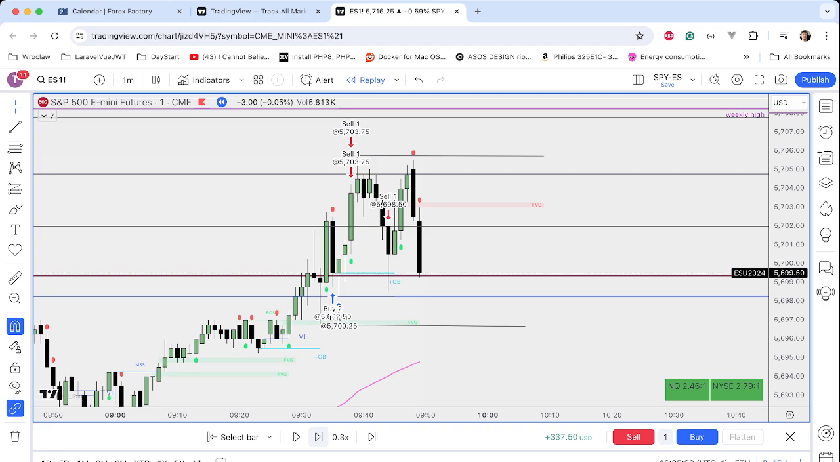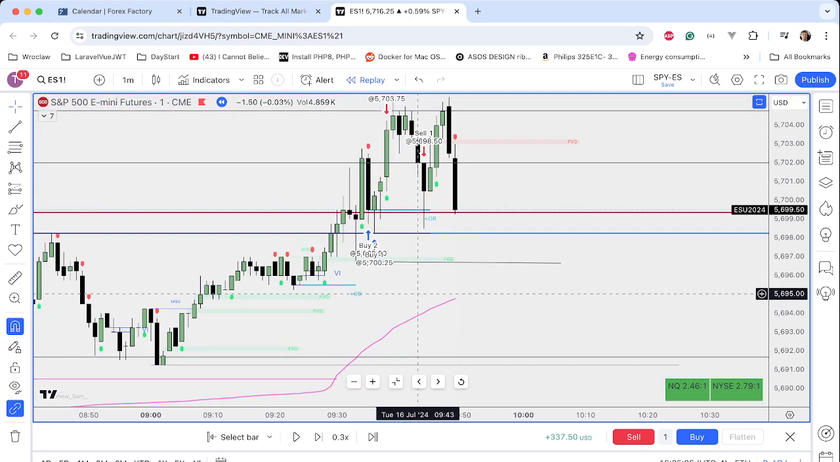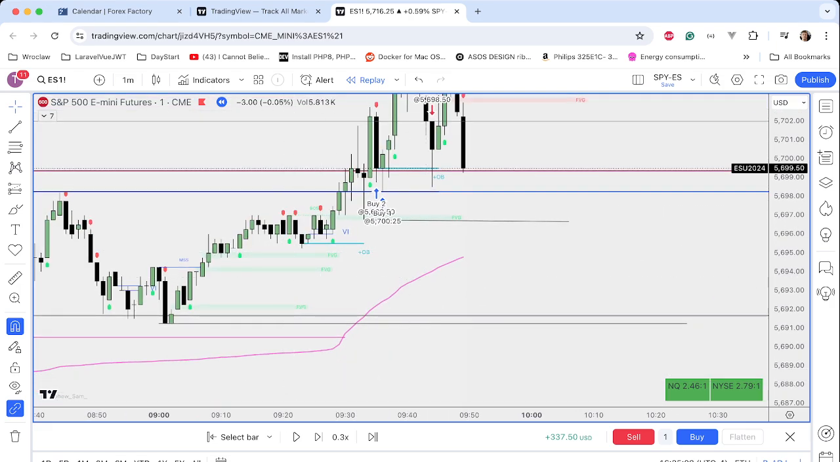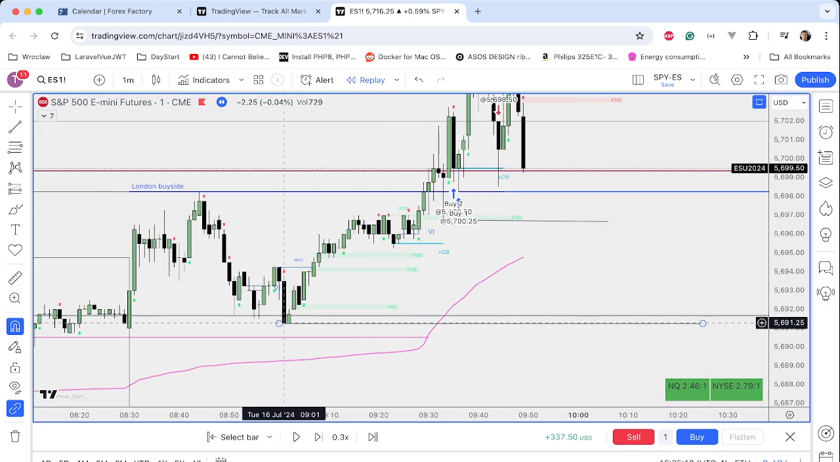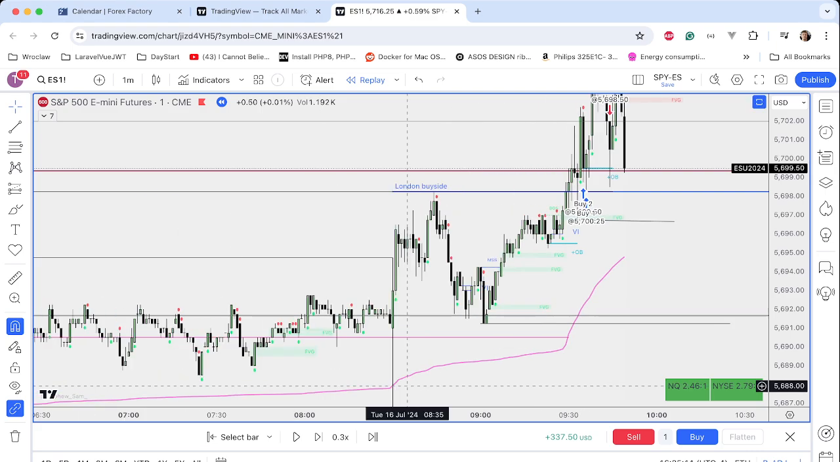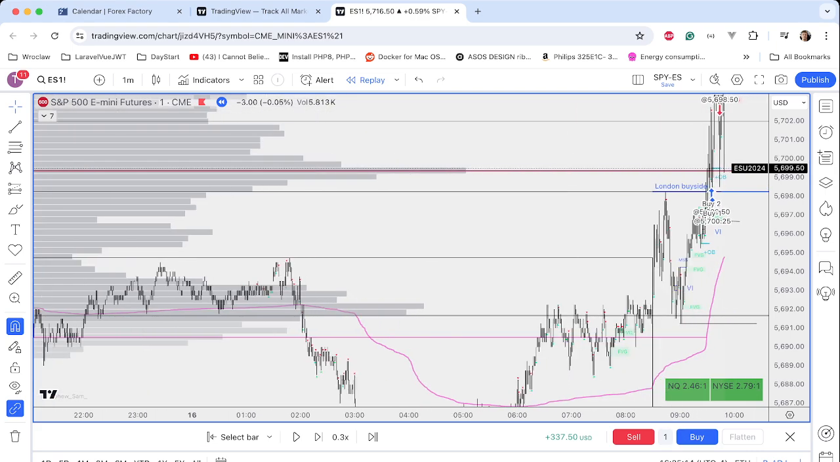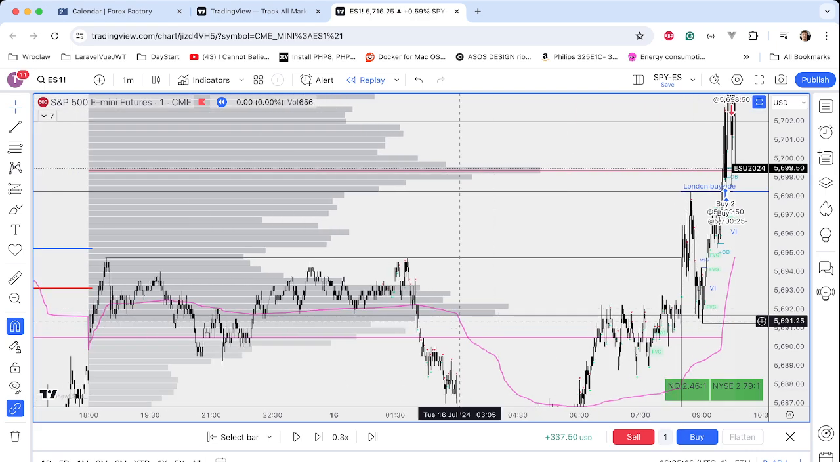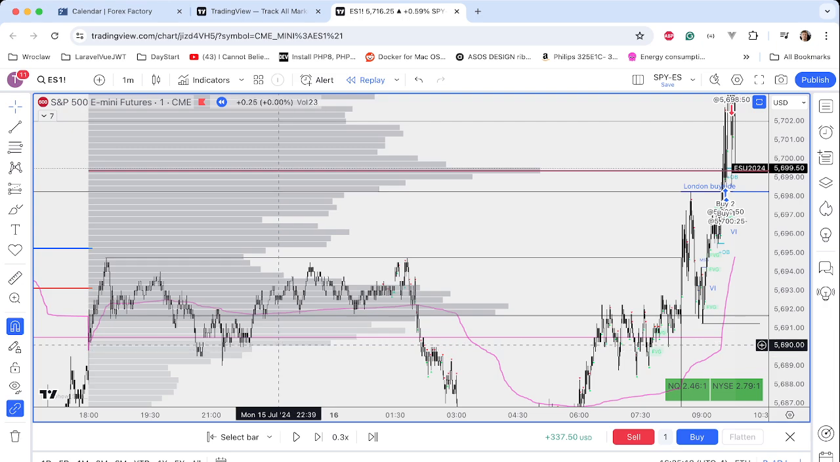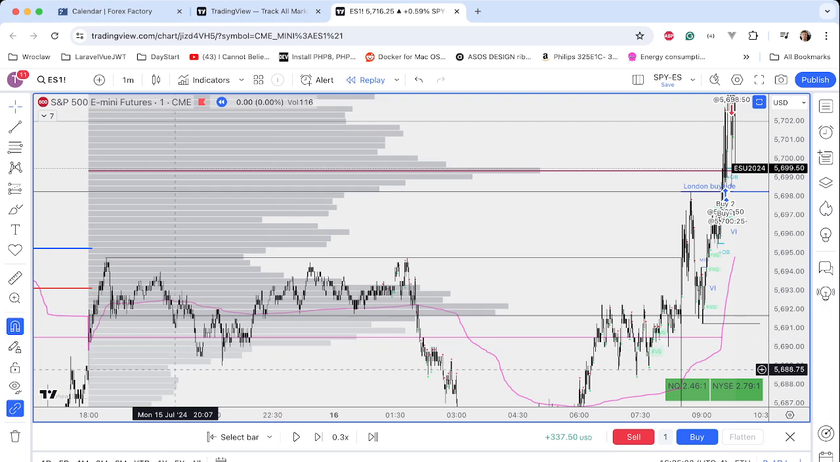Okay, so we are dropping. Probably going to this level, and we also have this pre-market level here. If we look at the volume profile, that's the level the market could drop into, or even here. That is 69, 69, 68.